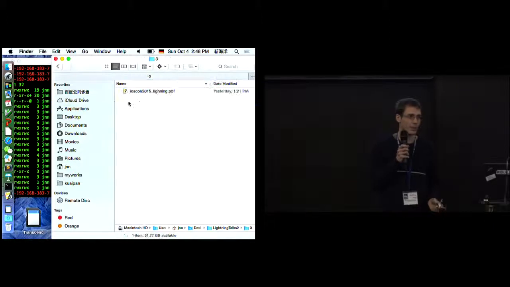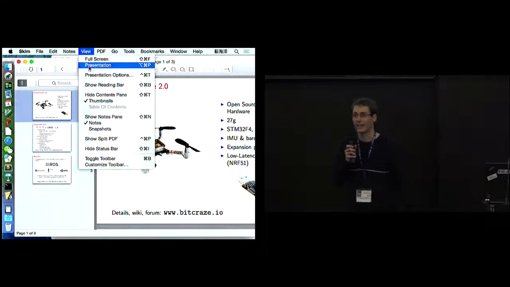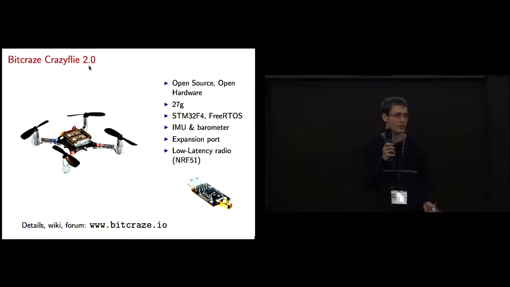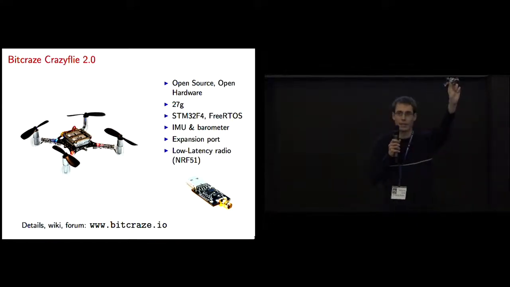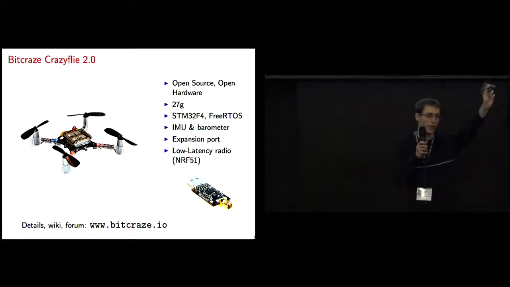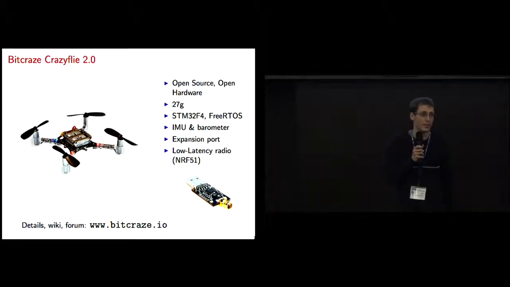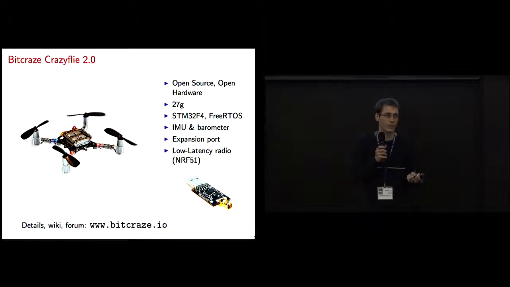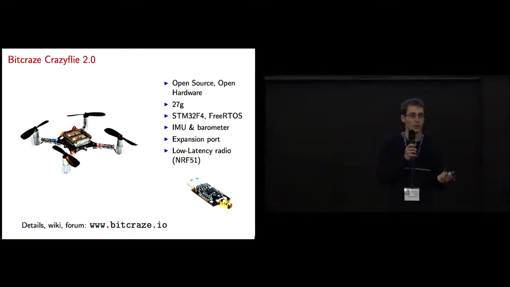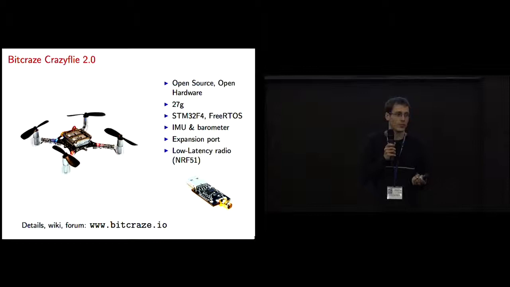I'm a PhD student at the University of Southern California, and I would like to start off by introducing you to the Bitcraze Crazyflie 2.0, which is a super tiny nano quadcopter. It just weighs 27 grams and fits into the palm of your hand. It runs a fairly novel microcontroller, the STM32, has sensors on board and runs a real-time operating system. Now it's interesting for research because it has an expansion port allowing you to use it even without soldering, and it has a low latency radio where you can communicate with it in just 3 milliseconds.